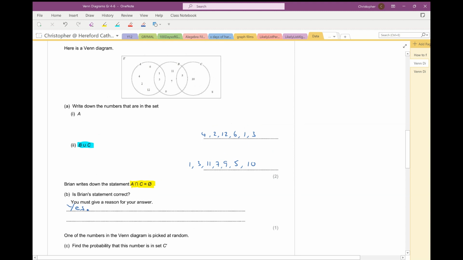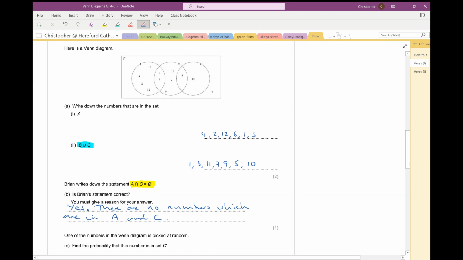Give a reason for your answer. There are no numbers which are in A and C. There we go.